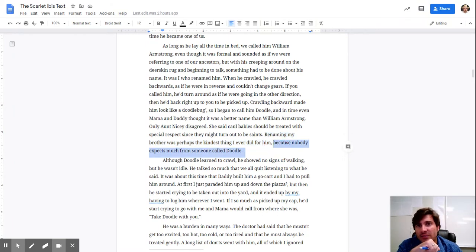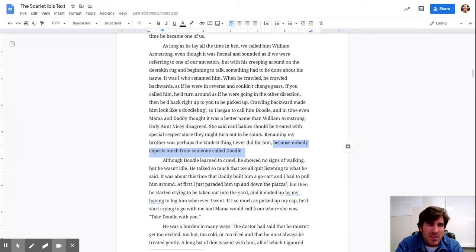But then look at the second half. Because nobody expects much from someone called Doodle. And that kind of twists my understanding just a little bit. Okay, well, he gave him a nickname. It's cute. It's fun. Everybody calls him Doodle. Mom and Dad aren't going to call him Doodle out of meanness. So we know that there's love in the nickname. But then we also get this understanding, well, it's kind of a name because he's a lame person and nobody expects much from him. And so everyone can call him Doodle for the rest of his life and no one's going to have high expectations for him.